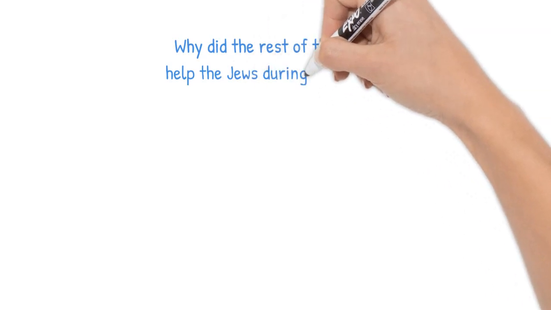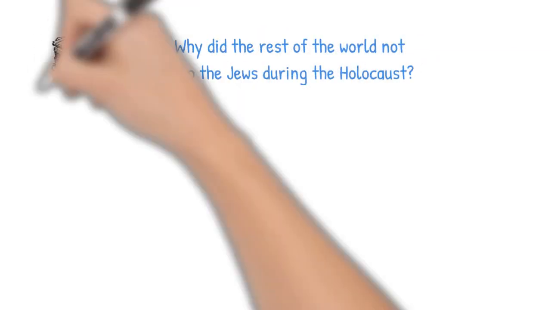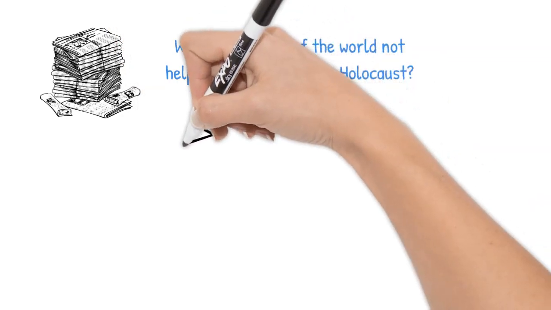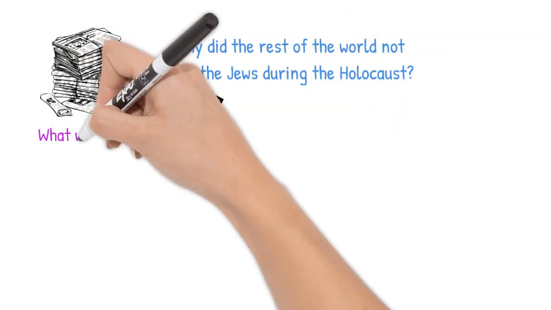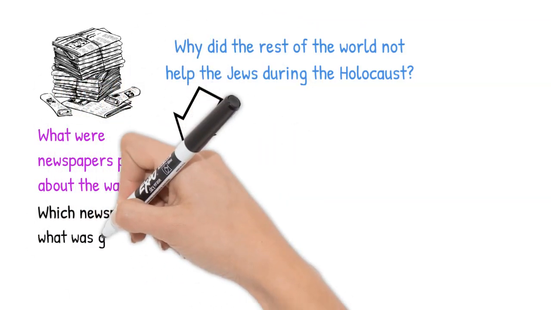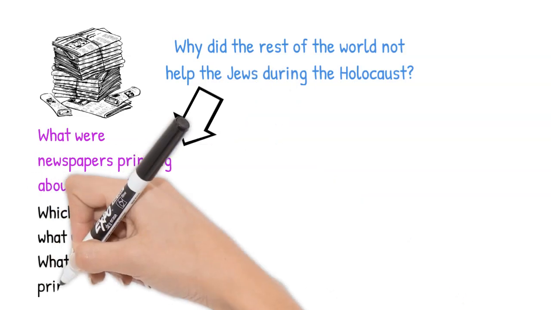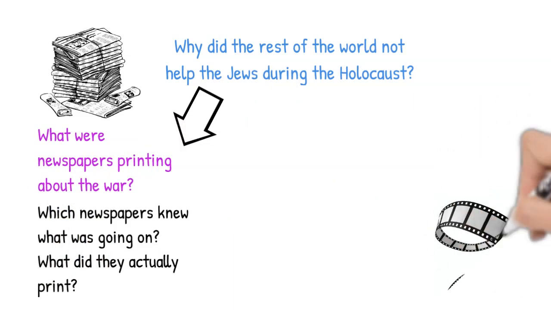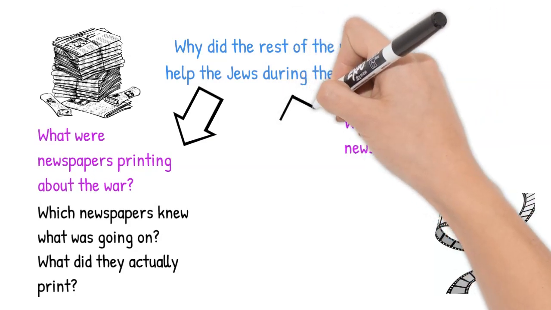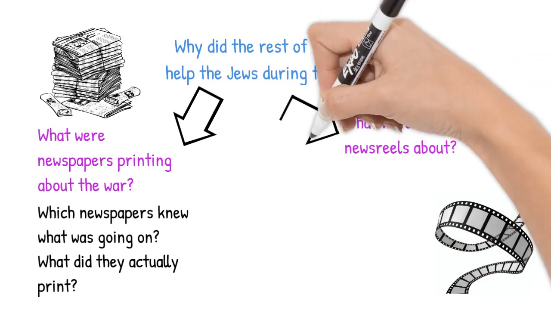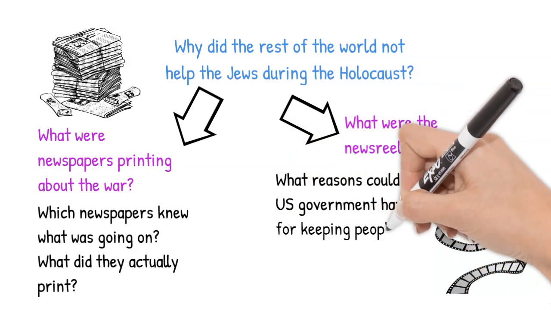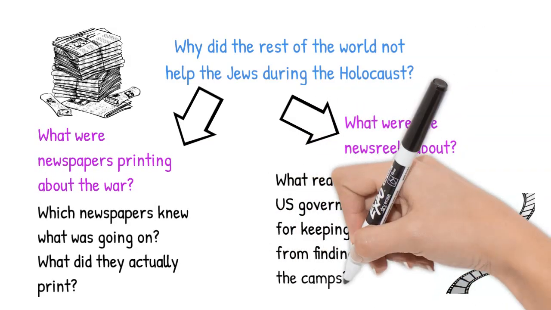Getting the news in the 1930s and 1940s was way different from what we're getting today. Today, you can learn about anything just on your phone. But most of the communication about the war then came from newspapers. So which newspapers knew what was going on? How did they find out that information? What did they actually publish about it? Other news came from newsreels shown at theaters, and those were produced by the US government. What reasons could the government have for not spreading that information that they might know about the camps?